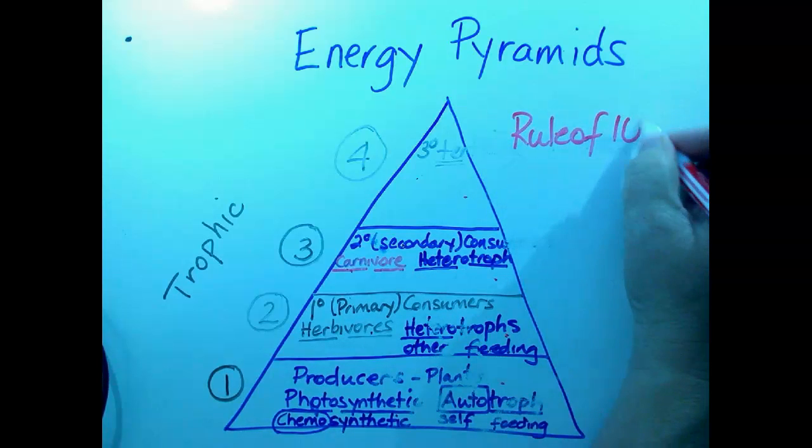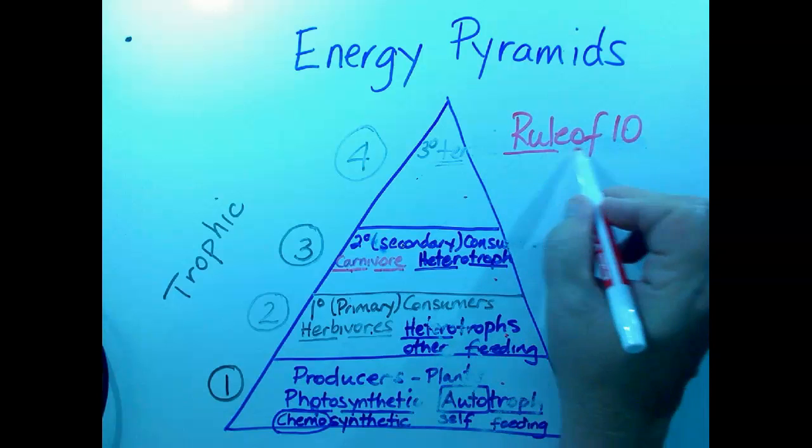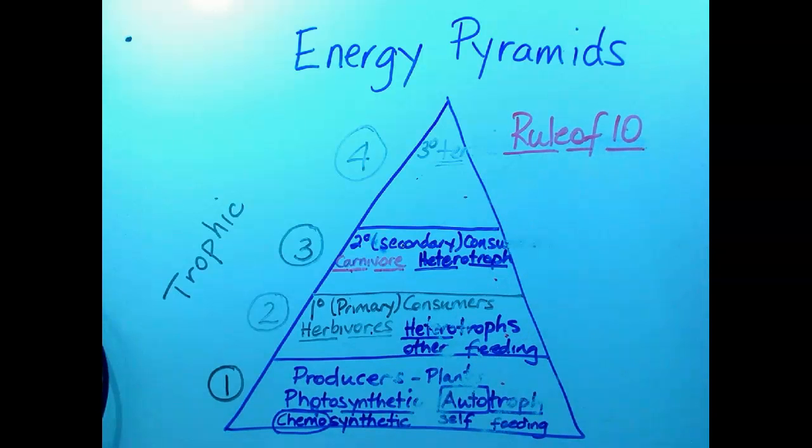And this is pretty simple. I love this for students because it's really easy to figure out the rule of 10. So the rule of 10 says that whatever amount of energy is at one level, the level above it is about 1/10 of the energy. So if these guys have 1,000 kilojoules of energy, and you don't have to worry about the units, just think 1,000 units of energy, okay?